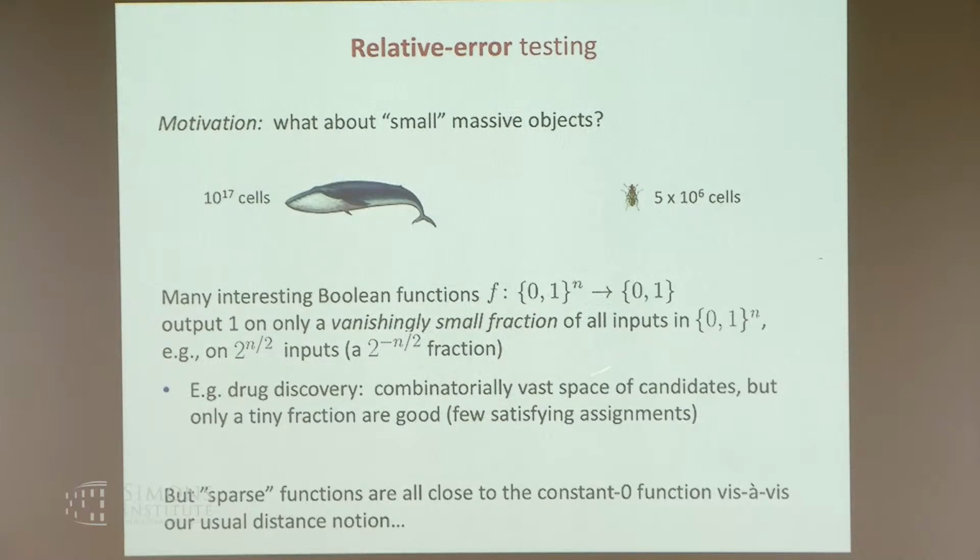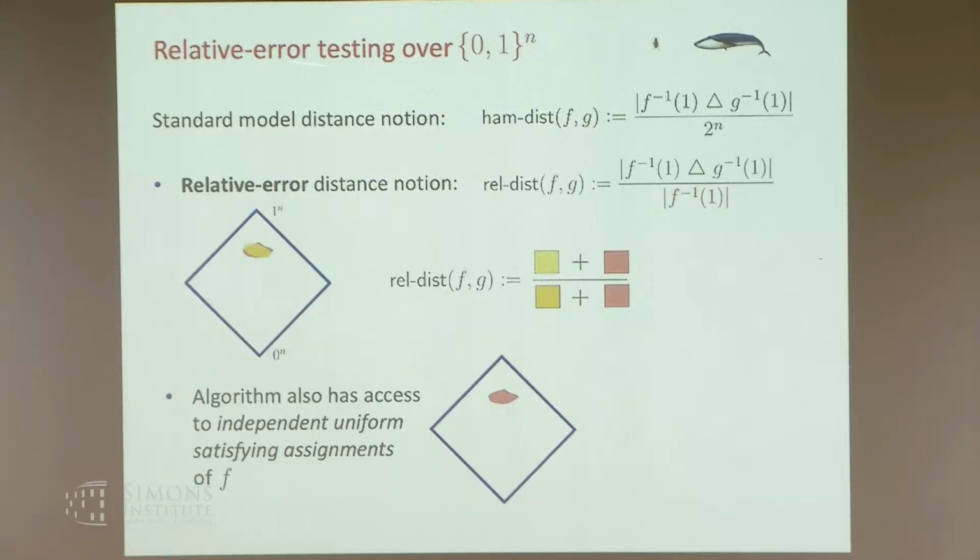However, if we're interested in testing sparse Boolean functions which output 1 only on a very small, little o of 1 fraction of inputs, the usual model is not good for that, because any sparse function is super close to the constant 0 function in our usual distance measure. Our standard distance measure is the size of the symmetric difference divided by 2^n. But if f has only 2^(n/2) satisfying assignments, I can just take g to be the 0 function, and it's super close. So things aren't interesting. It's like you're testing the 0 function. So we have to do something different.